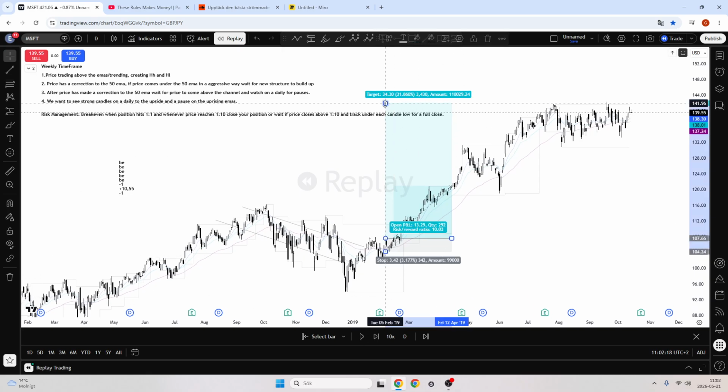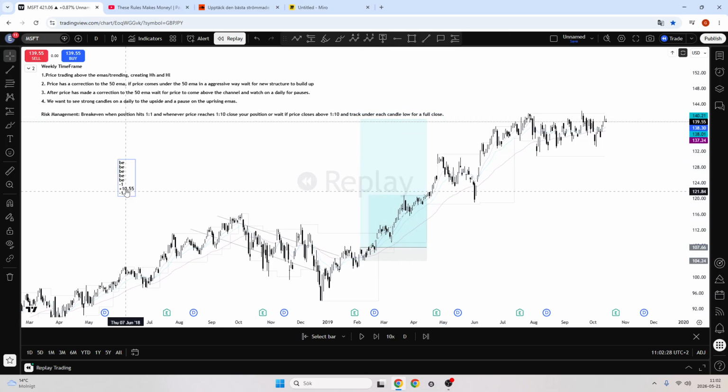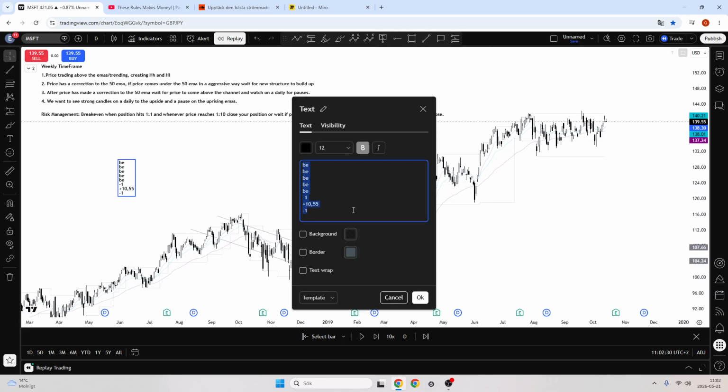Okay, so that reaches our profit target right there, 1 to 10. So when price started to fall down just like this, we will probably close it fully. That means that we take a plus 0.52.